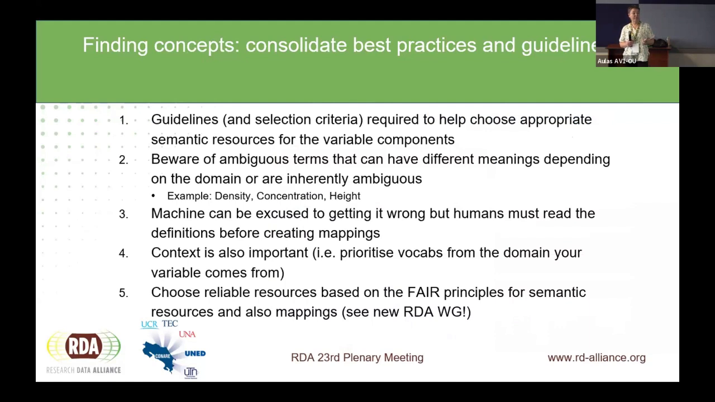We need to be aware of ambiguous terms, things like density, concentration, height. We saw a lot of variability in interpretation of those terms, and some of them were actually not appropriate for the variable that we are looking at. Human beings can look at the definition, and in that case it's needed. So if we use AI, we will inevitably need that layer of human quality check. Context is important. Again, that can be derived through AI, but we also need a human to make sure that the context of those vocabularies is appropriate for what we are trying to do. And then choose reliable resources that are based on FAIR principles, for semantic resources but also for mappings.